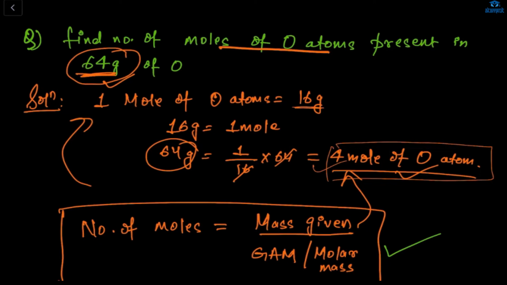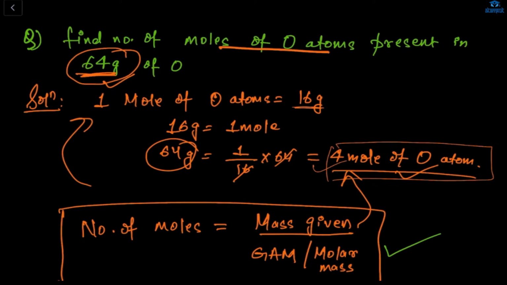So we basically just have to, if it's given to us, multiply it with 1 by 16 in this case, right? Like 1 by 16 times 64. In this question, we basically have to use the formula that's given below, right? Yes. Number of moles is equal to mass given upon molar mass.